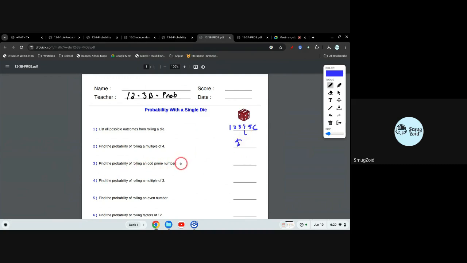Rolling an odd prime number. Oh, well, that's going to be like 3 and 5. So that's 2 out of 6, right? Or 1/3. And so on. You go all the way down, right? Remember, 1 is actually not considered a prime. It's odd, but it's not a prime because it's the weird guy. He's the guy that doesn't get along with people in the schoolyard. So make sure you remember that.